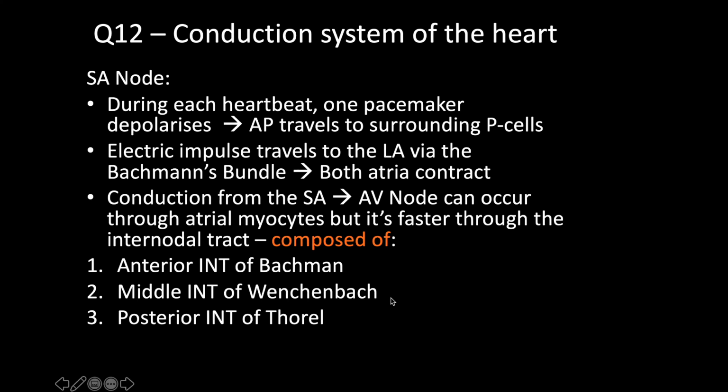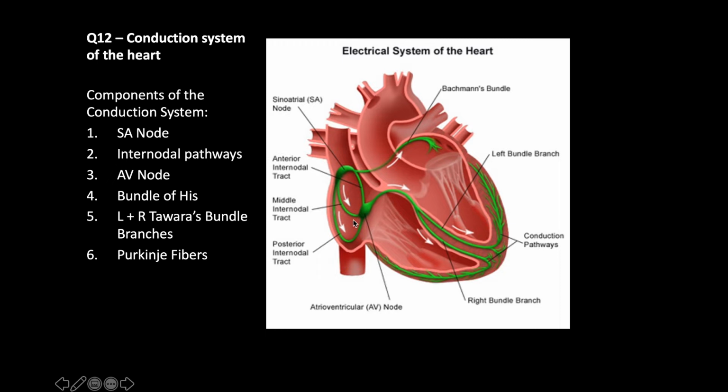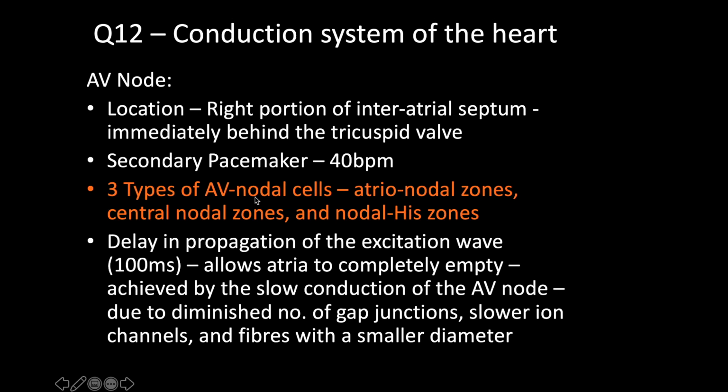All right, so next we have the AV node, located in the right posterior portion of the interatrial septum, immediately behind the tricuspid valve sitting right here. So as you can see, the AV node is right behind the tricuspid valve, between the right atrium and the right ventricle. There are again three types of AV nodal cells, and this time they're split by location: atrial nodal zones, central nodal zones, and the nodal His zones.